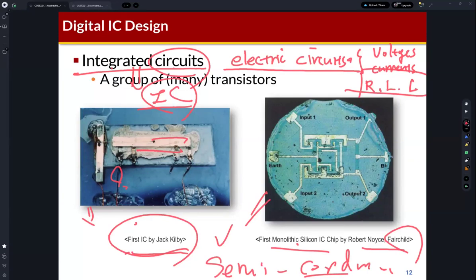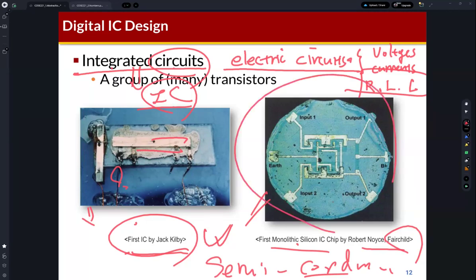Semiconductor means that we can control the electric current flow via these semiconductor devices. So we will learn about the semiconductor devices later. Actually, we use these semiconductor devices to build these systems, right?